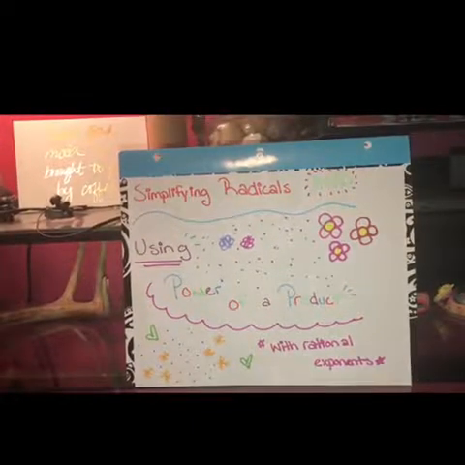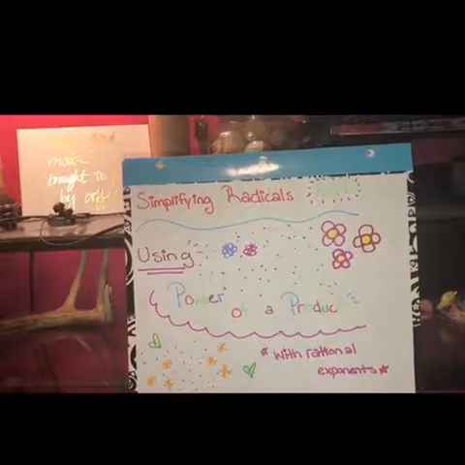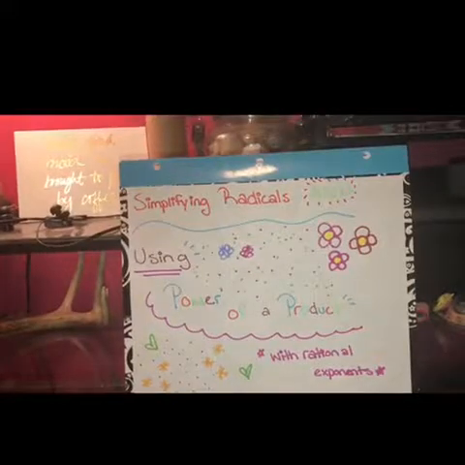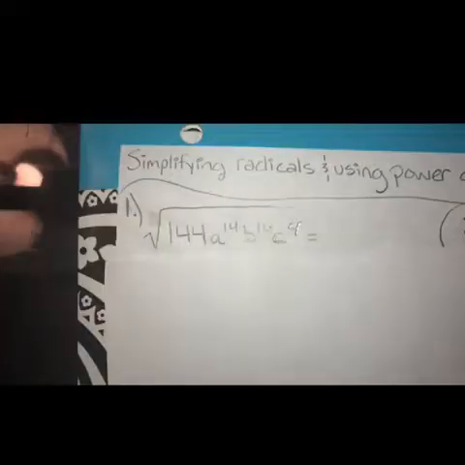In this video, I'm going to show you how to simplify radicals by using the power of a product with rational exponents. For our first problem, we have the square root of 144, a to the 14th power, b to the 16th power, and c to the 4th power.